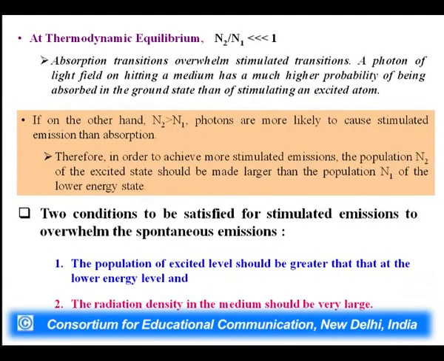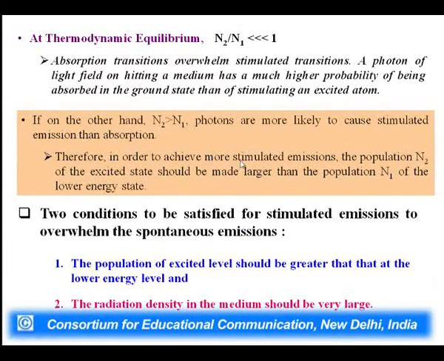At thermal equilibrium, N2 minus N1 is much less than or equal to 1. Then the absorption transition overwhelms the stimulated transition. A photon of the light field hitting the medium has a much higher probability of being absorbed by an atom in the ground state than of stimulating an excited atom. If, on the other hand, N2 is greater than N1, meaning the population of the second or excited level is higher than that of the ground level, the photons are more likely to cause stimulated emission than absorption.